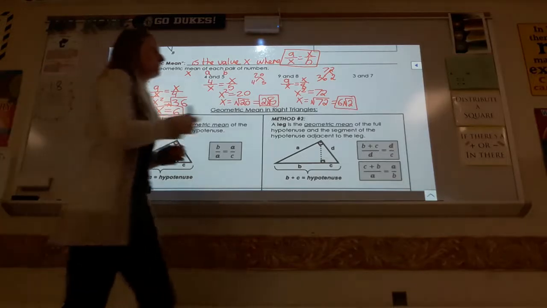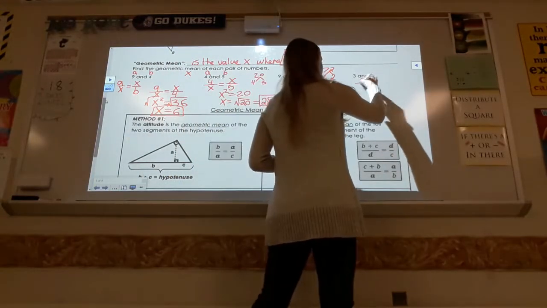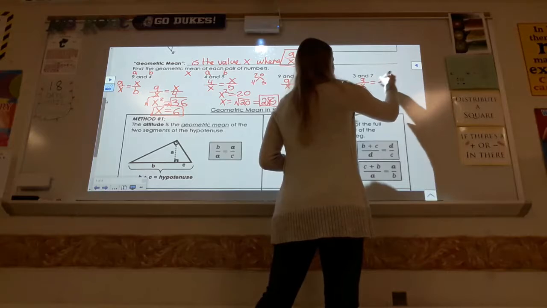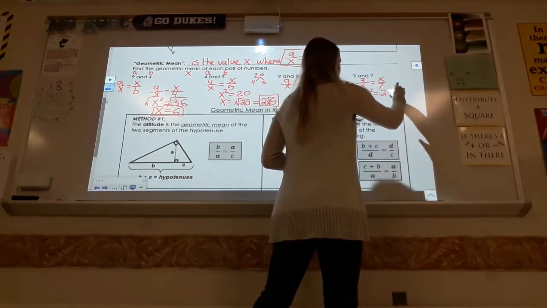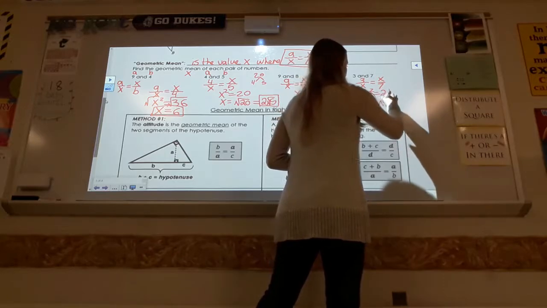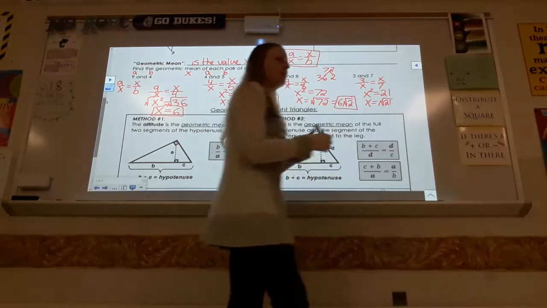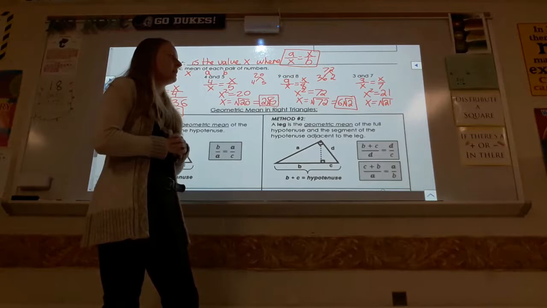And then lastly, 3 over x equals x over 7. You cross multiply, you get x squared equals 21. You take the square root to get x by itself. Instead of being x squared, you want to make sure you solve for x. So you take the square root.